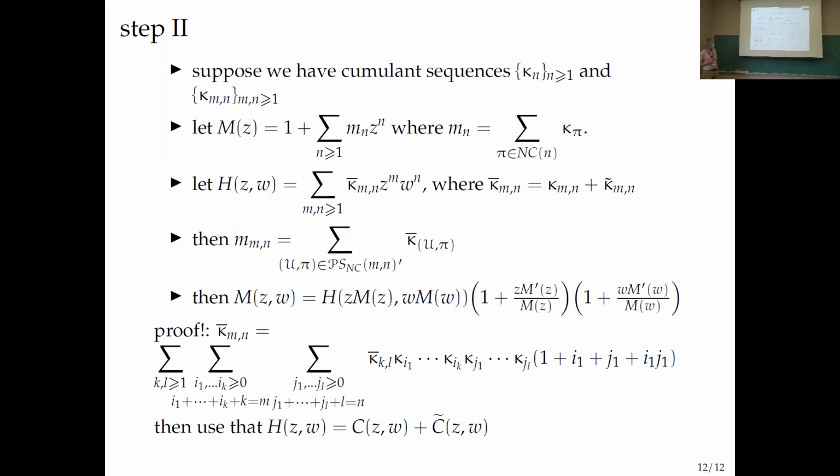Okay. Step two. I think this is the last slide. Okay, I'll go slowly, because this is a big step. Okay, so here we have some cumulant sequences. First order, second order. There's my moment generating function. And then now I do this thing.